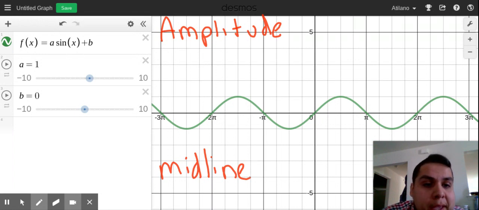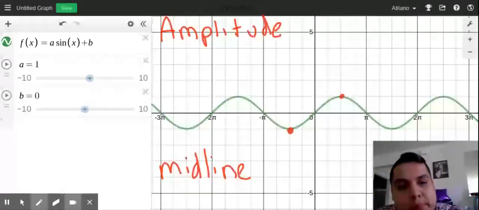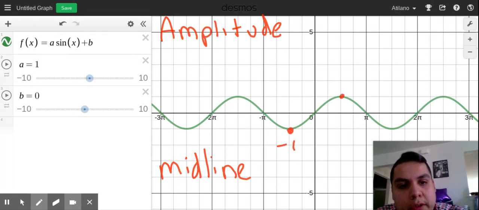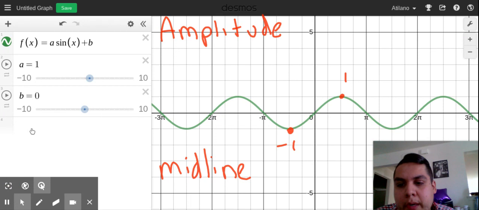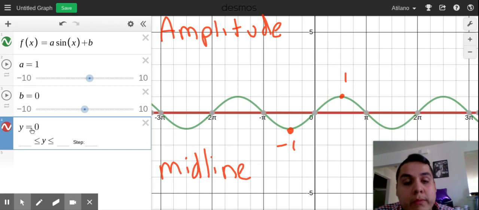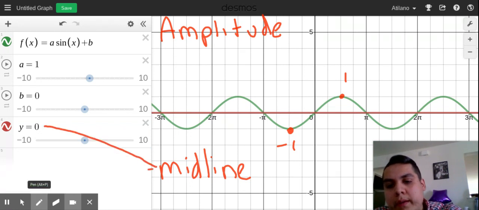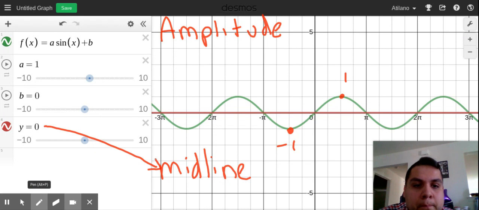So if I had to make a midline for this graph right here, here's what I notice. I have a point there and I have a point here. This goes from -1 all the way to 1. So I would say that I probably have a midline of y equals, if you notice, y equals 0 would be my midline. And the amplitude is telling me how far you travel from that midline.